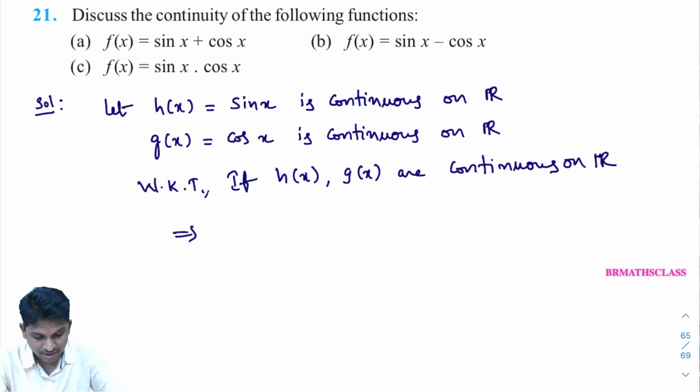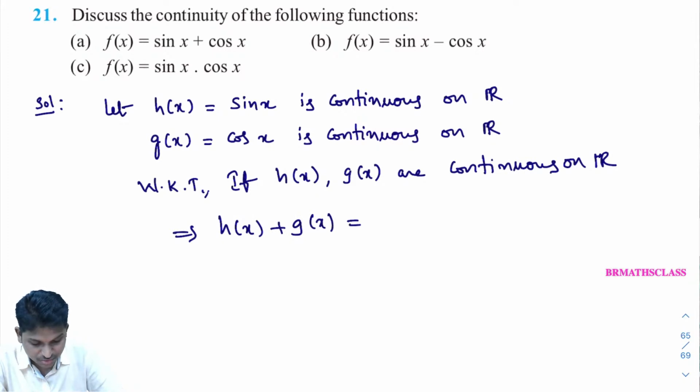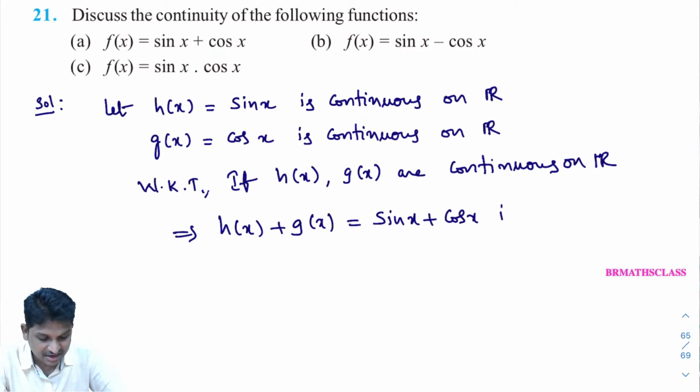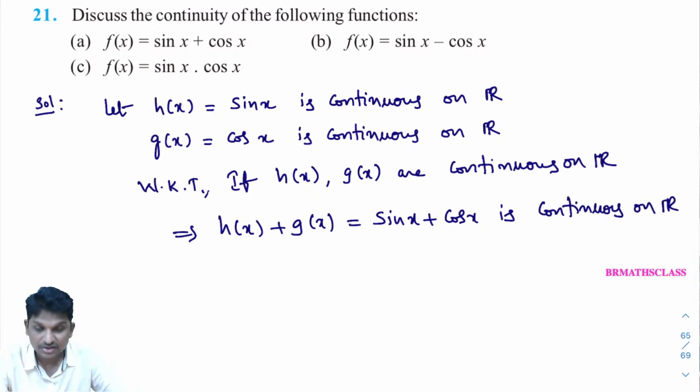Okay. So what I'll write here, that implies h of x plus g of x. What is h of x plus g of x? h of x is sin x, g of x is cos x. h of x plus g of x is sin x plus cos x. Sin x plus cos x is continuous on all real numbers, because this is what we learned from the theorem.